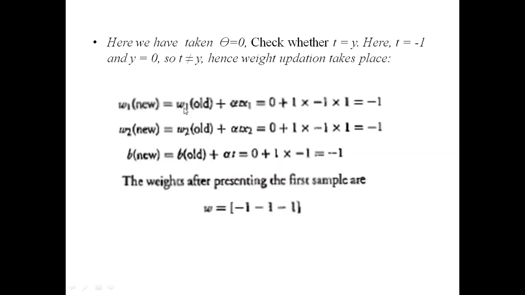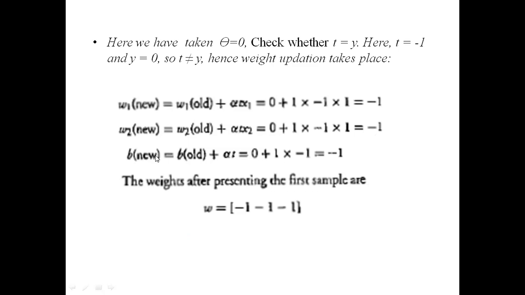Therefore for W1 new we replace W1 old with 0, plus alpha into t into x1. What is the value of alpha? We initially treat alpha as 1, and t is the target, that is -1. And x1 for the first input is 1. So the output for W1 new is -1. Similarly we calculate W2 new, that is W2 old, which is 0, plus alpha into t into x2. Alpha is 1, t is again -1 and x2 is 1. Therefore the output for W2 is -1.